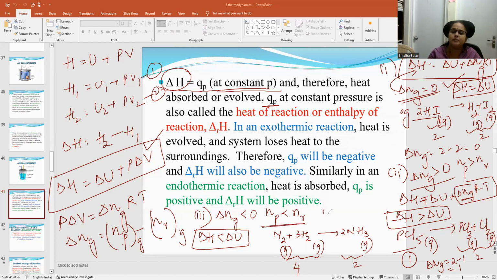Because delta Ng is Np minus Nr, no? Np minus Nr is less than 0, so Np is less than Nr. So the equation is correct. The number of moles of products is less than the number of moles of reactants. It goes very well with this condition. So in case of formation of ammonia, delta H is less than delta. Got it? Is that clear now?